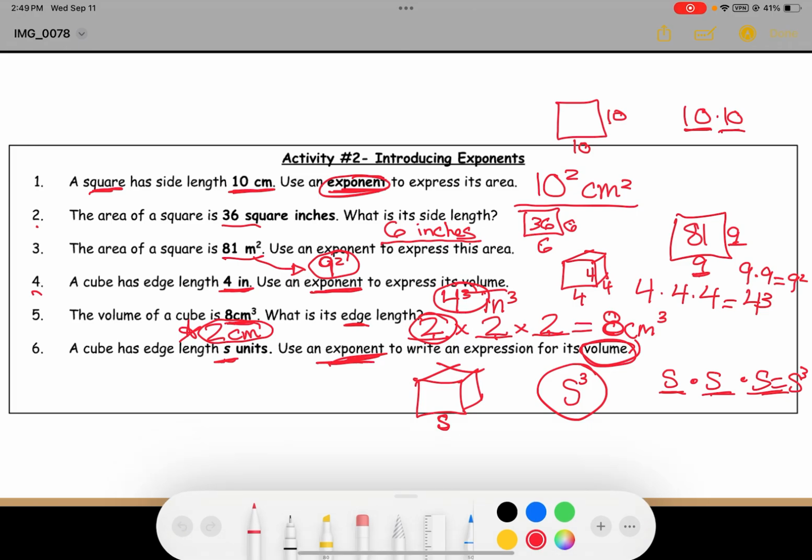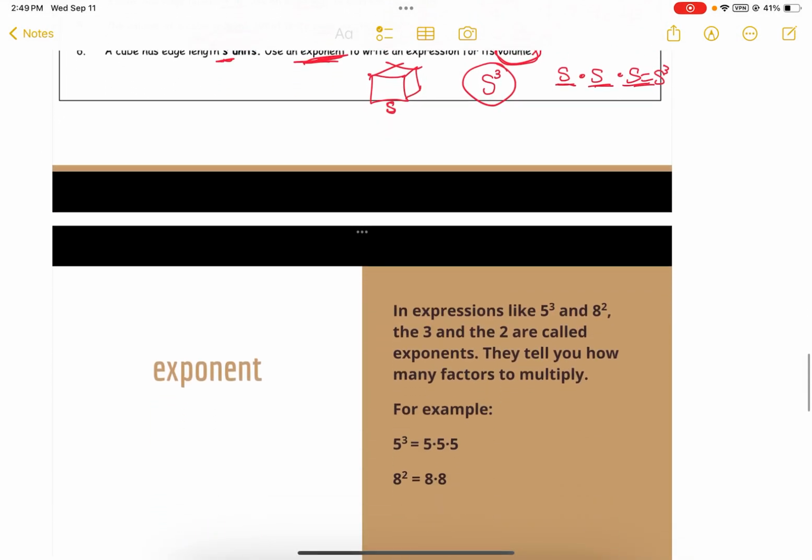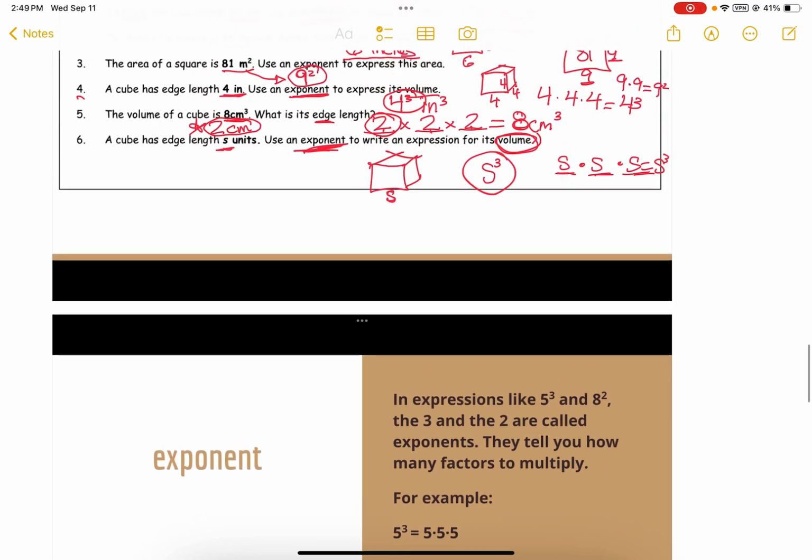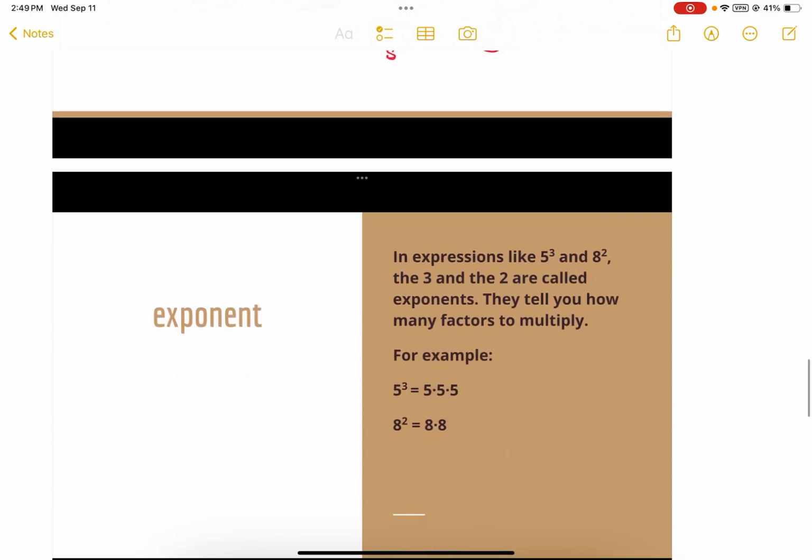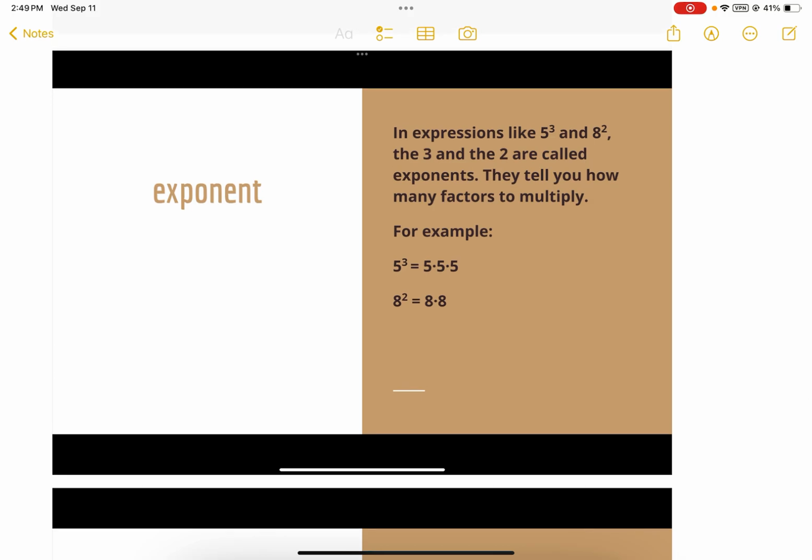So it's kind of a different way of thinking about these same questions that we already know, but just written in a slightly different way. So remember, exponents are those little numbers.